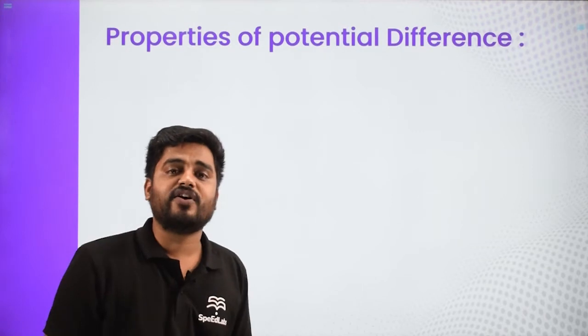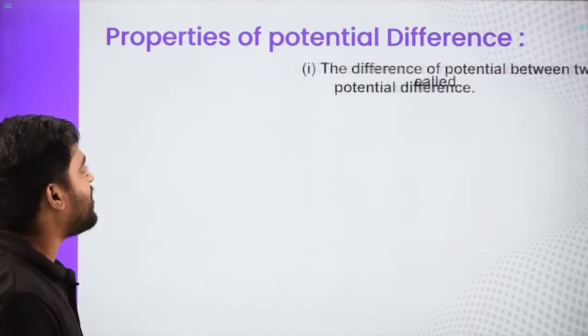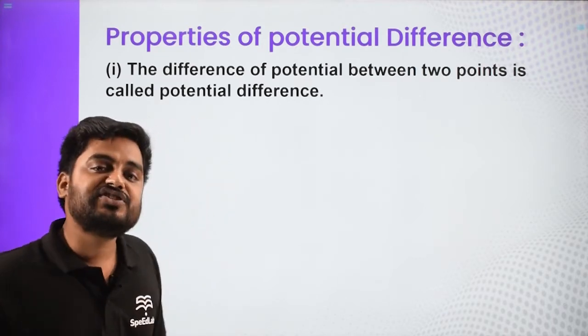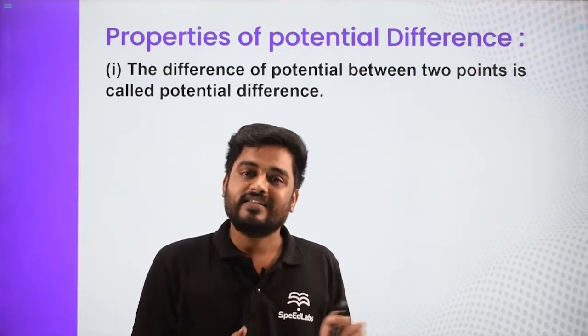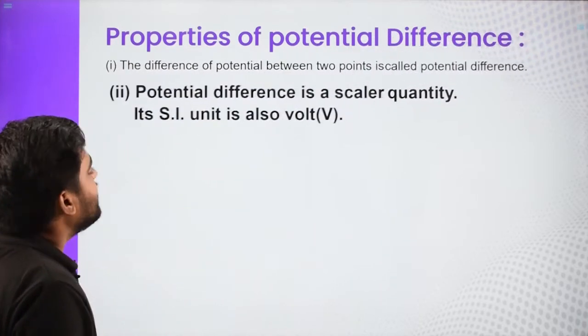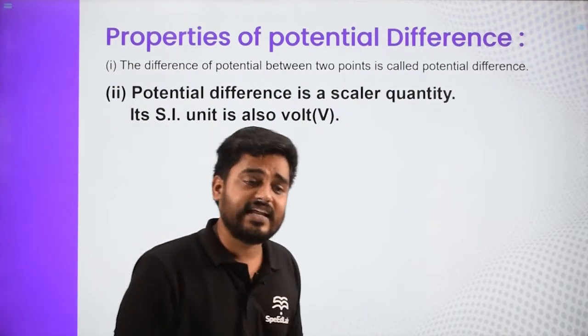Now let us discuss some properties of the potential difference. The first property is that the difference of potential between 2 points is called the potential difference. Basically, the difference of two potentials is the potential difference. And the next is that the potential difference is also a scalar quantity.